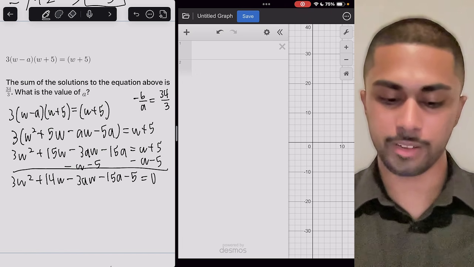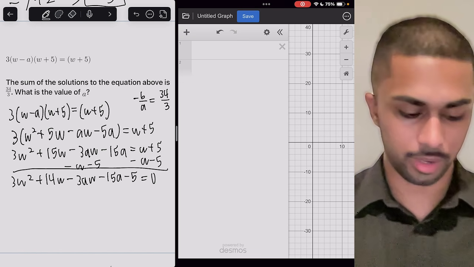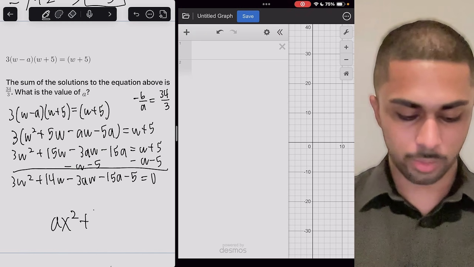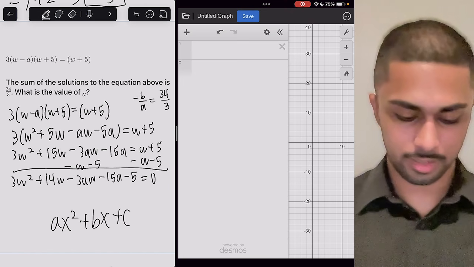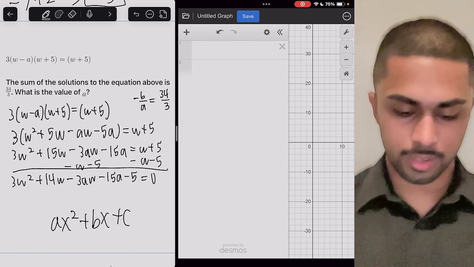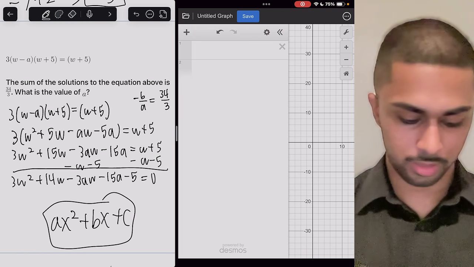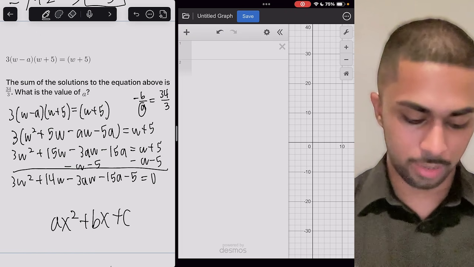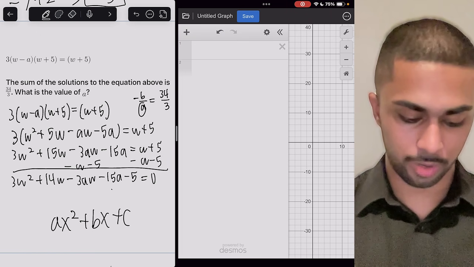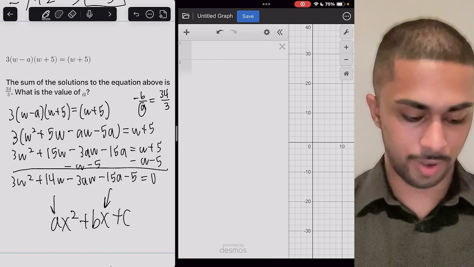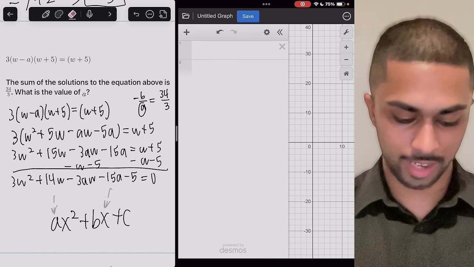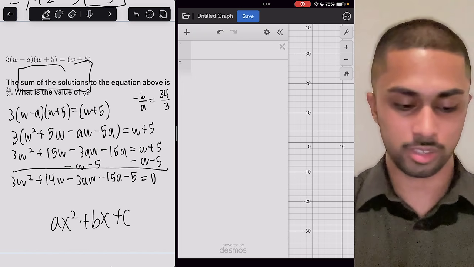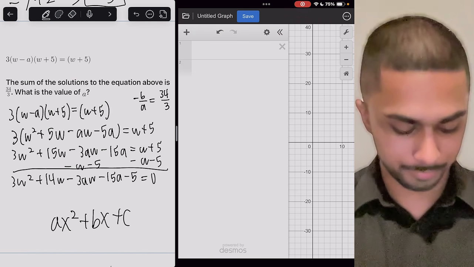We still have this equation, negative b over a equals 34 over 3. What does this even mean, this negative b over a? Well, ax squared plus bx plus c is the standard form of any quadratic. This negative b over a comes from this. So this b correlates to this, and a correlates to this. So for any quadratic, if you take the value in front of the x term and divide it by the value in front of the x squared term, and then put a negative on it, then you will get the sum of the solutions. That's how the formula is used.